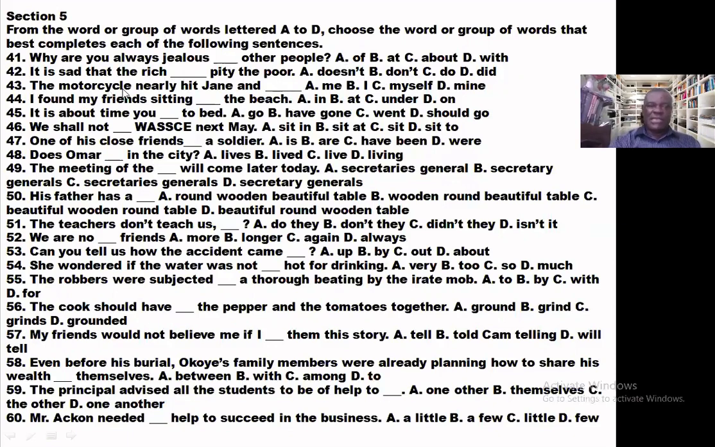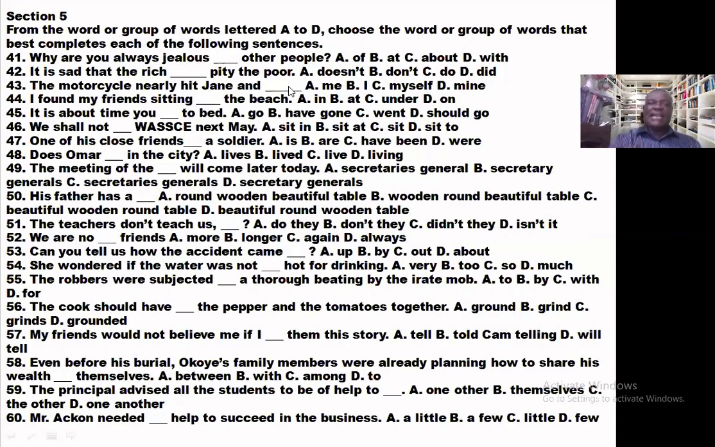43, the motorcycle nearly hit Jane and dash. Me, that's quite correct. A lot of people would tell you the motorcycle nearly hit Jane and I. No, that's not quite correct. It breaks a grammatical rule of concord. Of course, we are talking of the objective here.